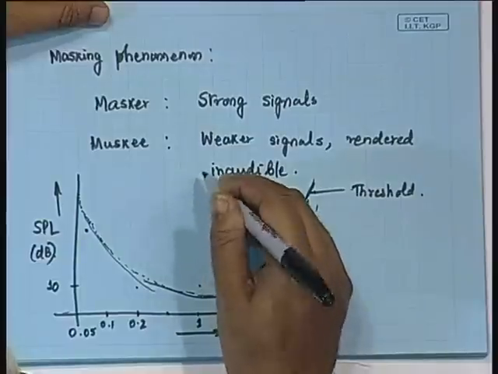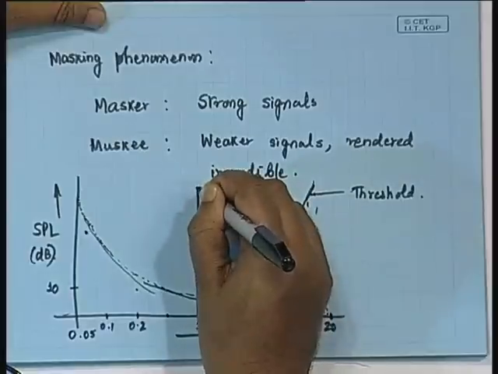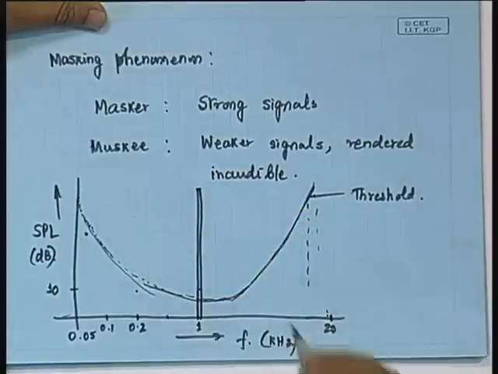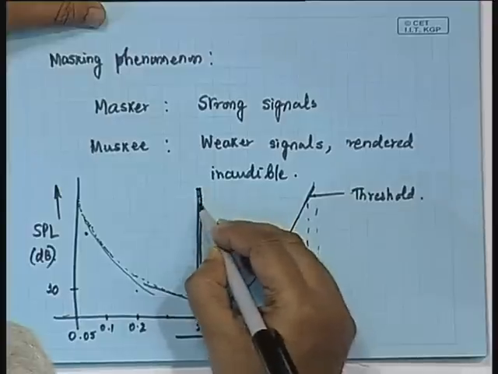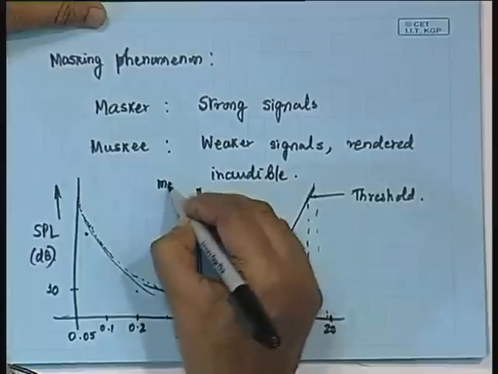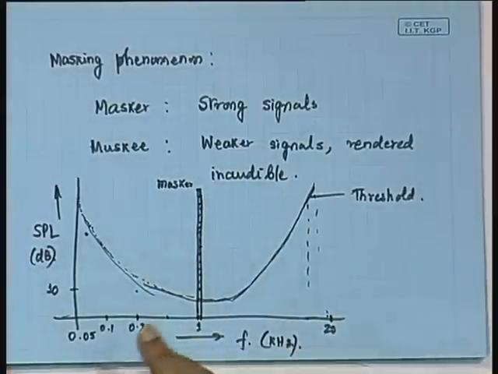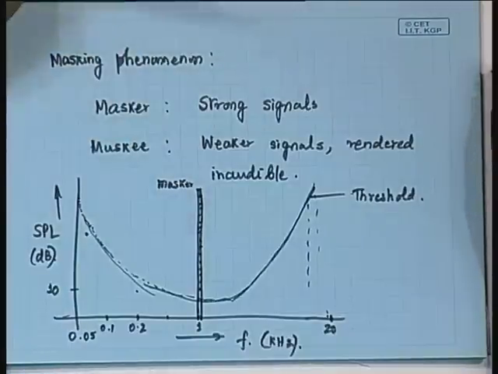Now let us suppose that at 1 kilohertz we have got a very strong signal. So at 1 kilohertz we have got a strong signal that acts as the masker. Now because of this masker, we will be finding that in the vicinity of this, the other sound signals will be masked off.